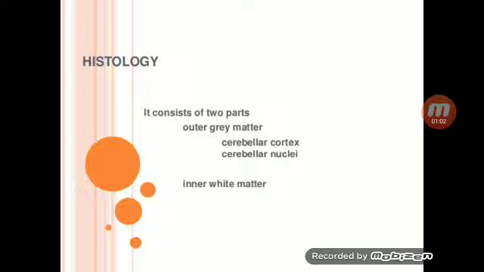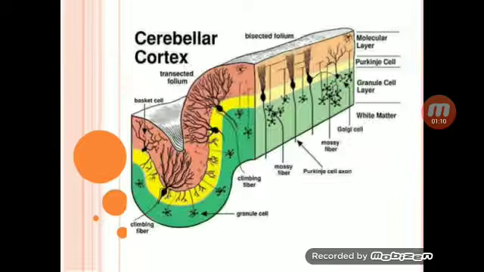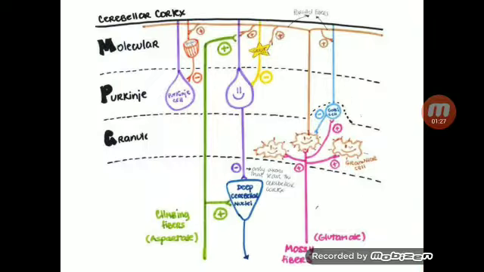Histologically, it consists of two parts: outer gray matter and inner white matter. Outer gray matter comprises the cerebellar cortex and cerebellar nuclei. So if we cut through the cerebellum, we find the outer cell layer is called the cortex, surrounding the underlying deep cerebellar nuclei connected by white matter tracts. So let me show you a better picture.